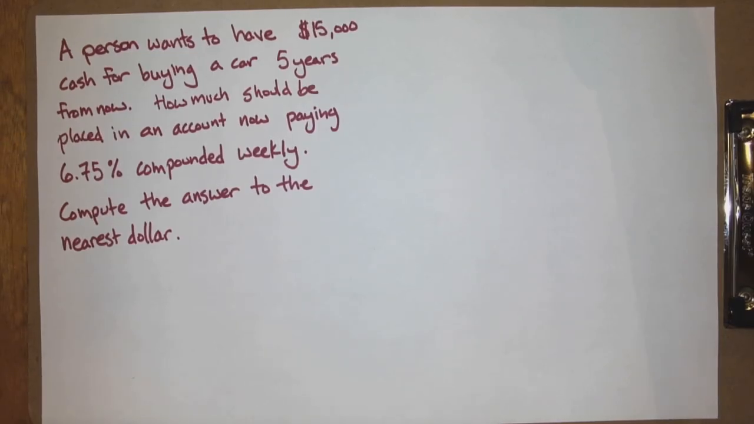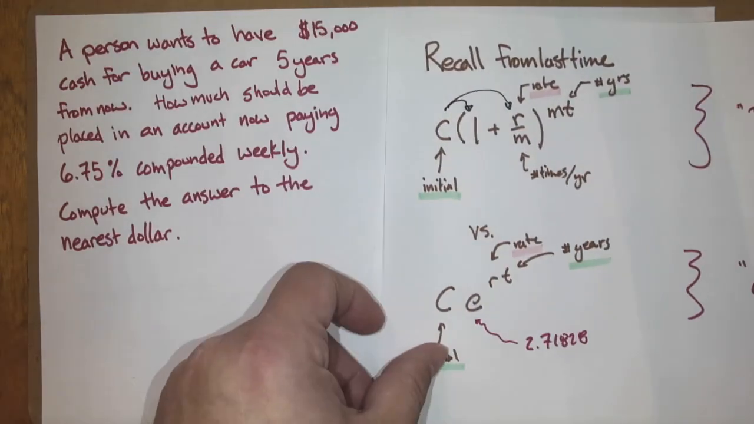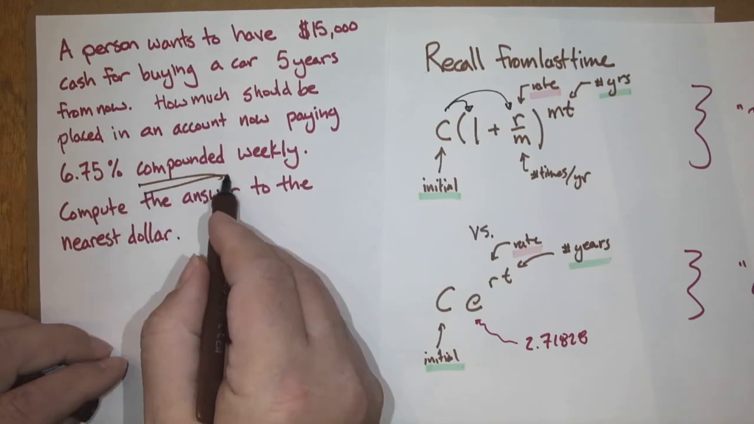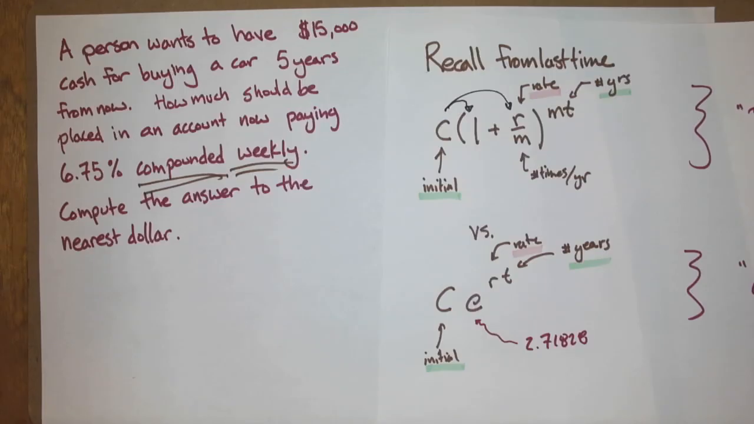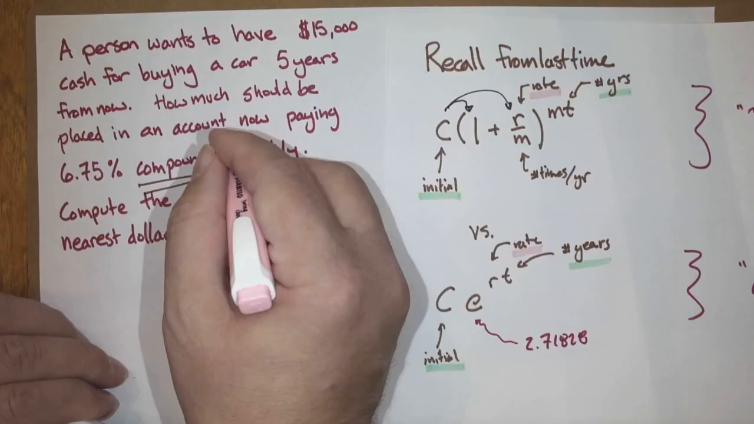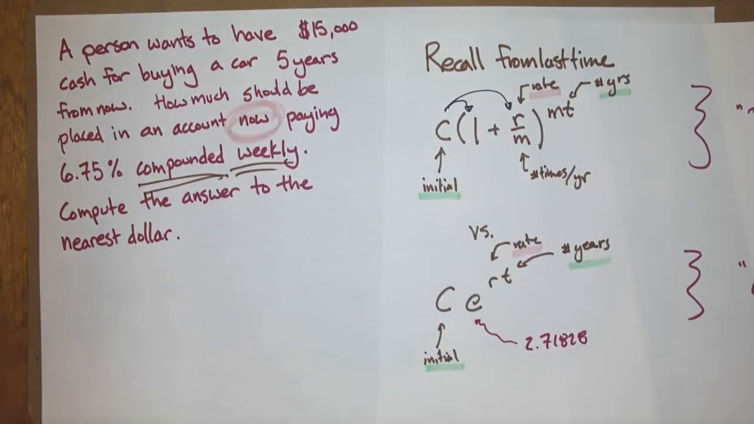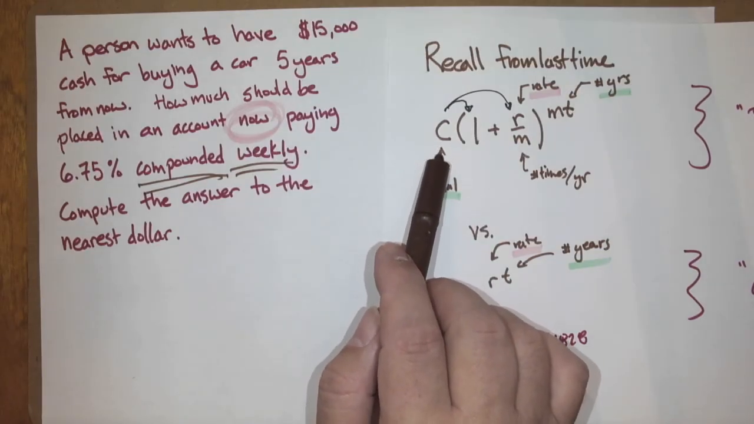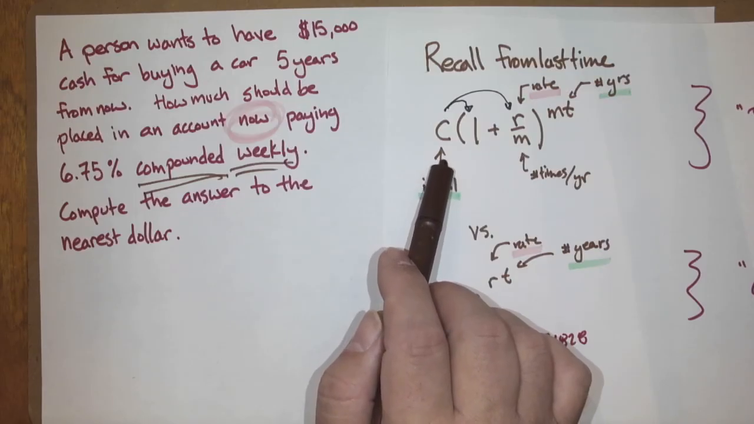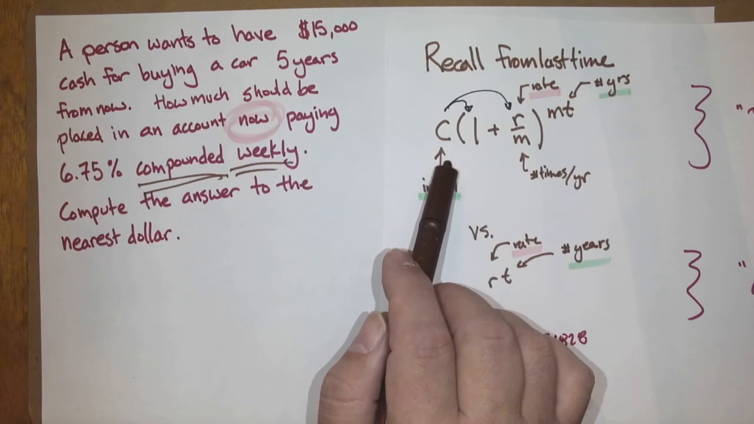Well, what's going on? We know it's about compounded money because there's this compounded here. And weekly says we're in our discrete setting. And what are we after? Well, it's how much do we want now? So if we're talking about how much we want now, what is it we're asking about? What could we be after?